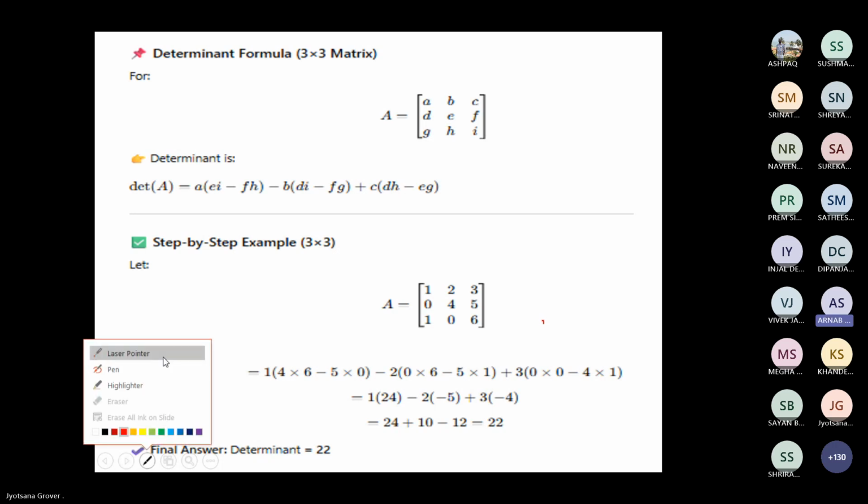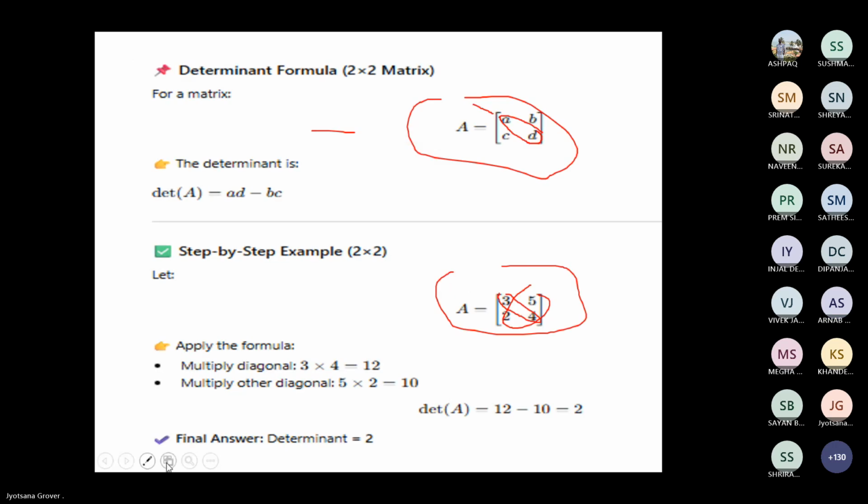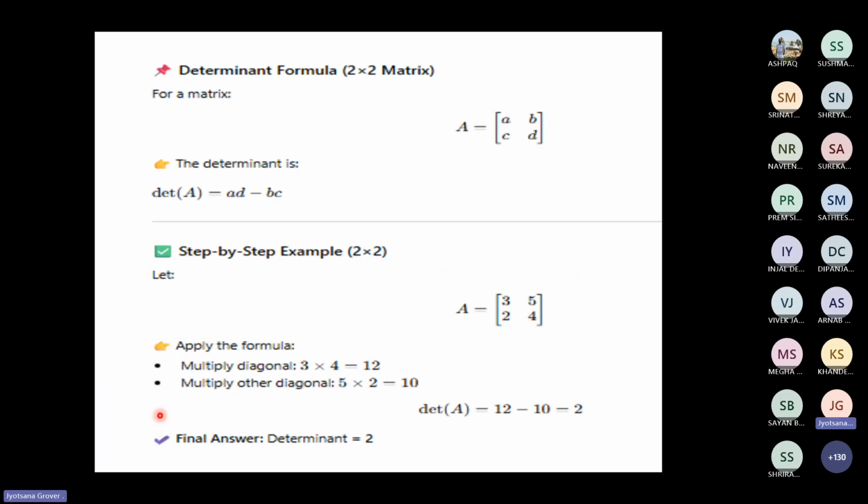Ma'am, can you please go back to the previous slide for a 2 cross 2 matrix? Ma'am, the formula we know, but what exactly is this, ma'am? Determinant? Determinant will tell you whether the matrix is invertible or not.